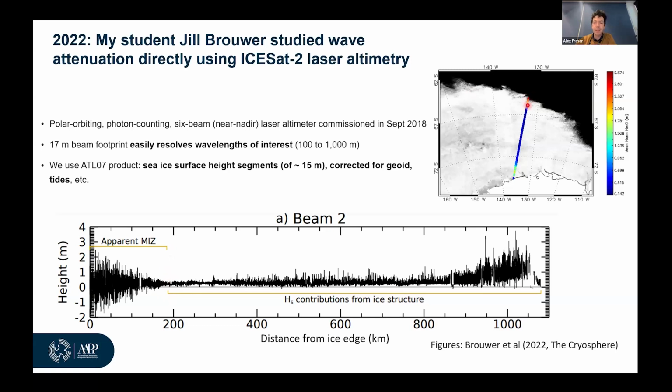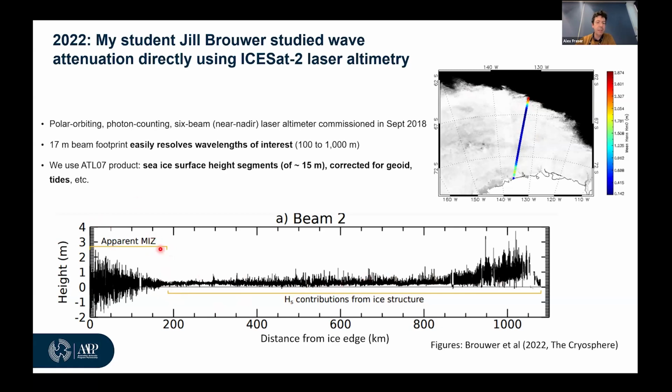This is an example in the Amundsen Sea. This is this track here. So we get the high waves here, attenuating down to basically no waves by about 180 kilometers. And then for the rest of this track, the height contributions come from the ice structure rather than the waves themselves.